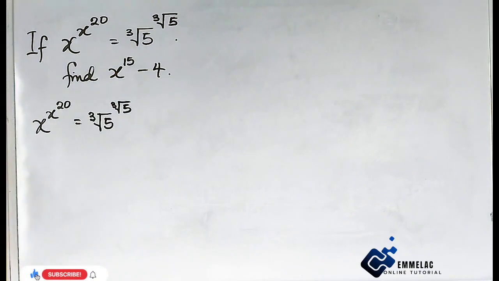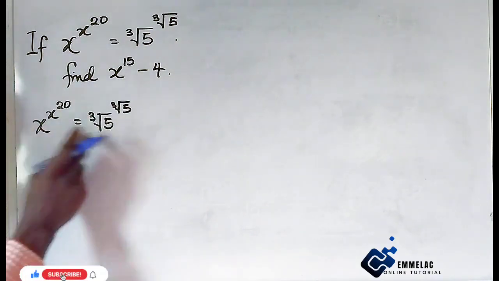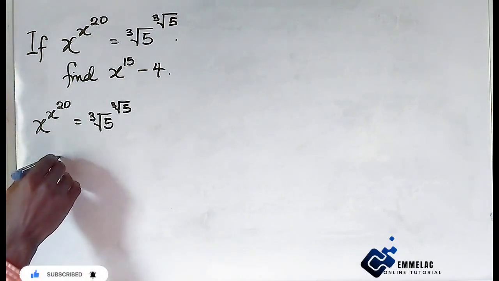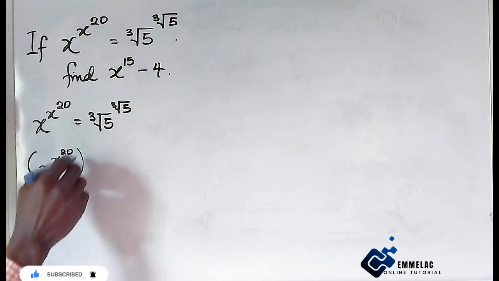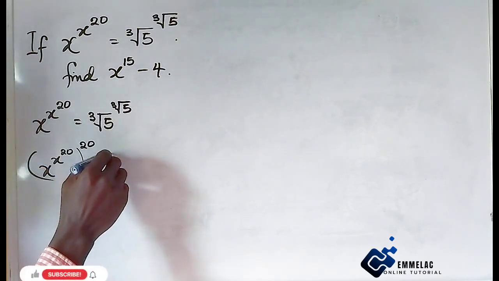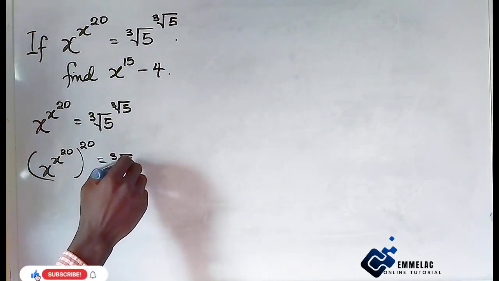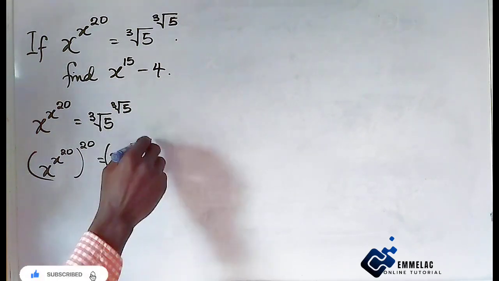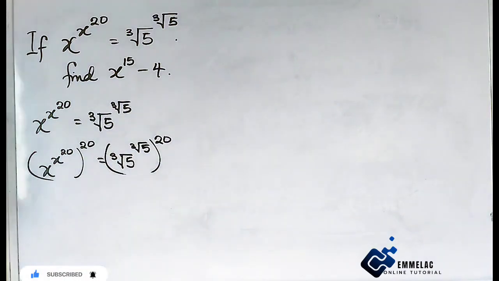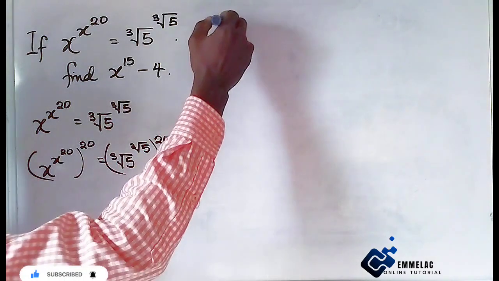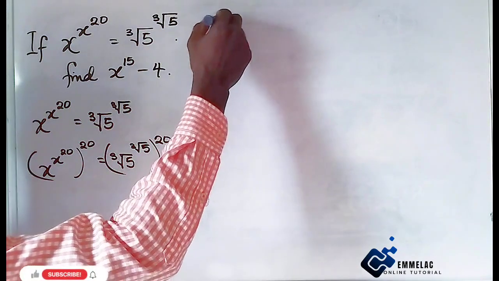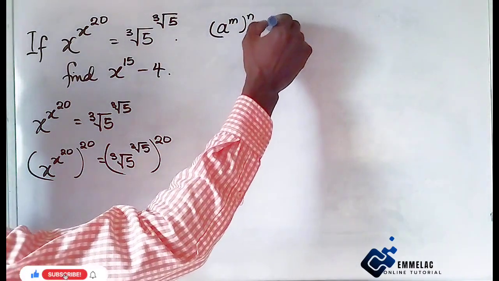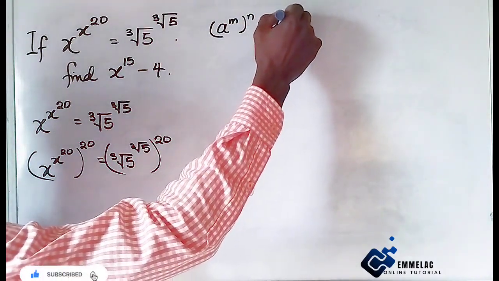The first approach to do this is to raise both sides to the power of 20. Now, here you have x to the power of x raised to the power of 20, all raised to the power of 20, equals the cube root of 5 raised to the power of the cube root of 5, raised to 20. Let us recall the law of indices: when you have a raised to the power of m, raised to the power of n, it gives us a raised to the power of the product of the powers.